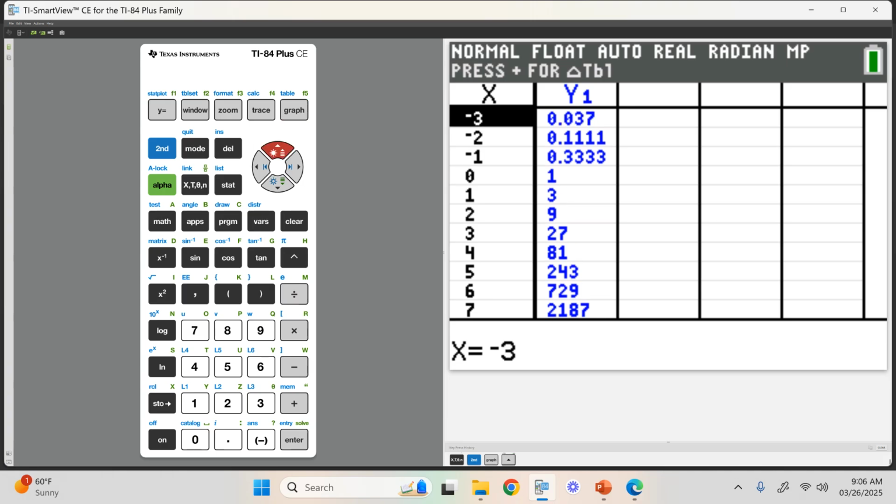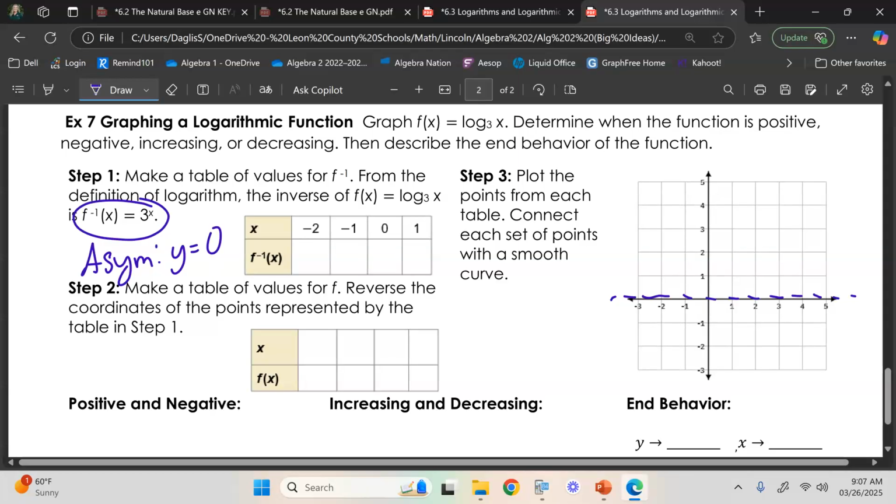All right, what do we get for negative 2? 0.1? Okay, 0.1, which is the same thing as 1/9. 3 to the negative 2 power makes sense. It flips, and then 3 squared. All right, for negative 1, we got 1/3. For 0, we got 1. For 1, we got 3. Okay, this is 3 to the power of x.